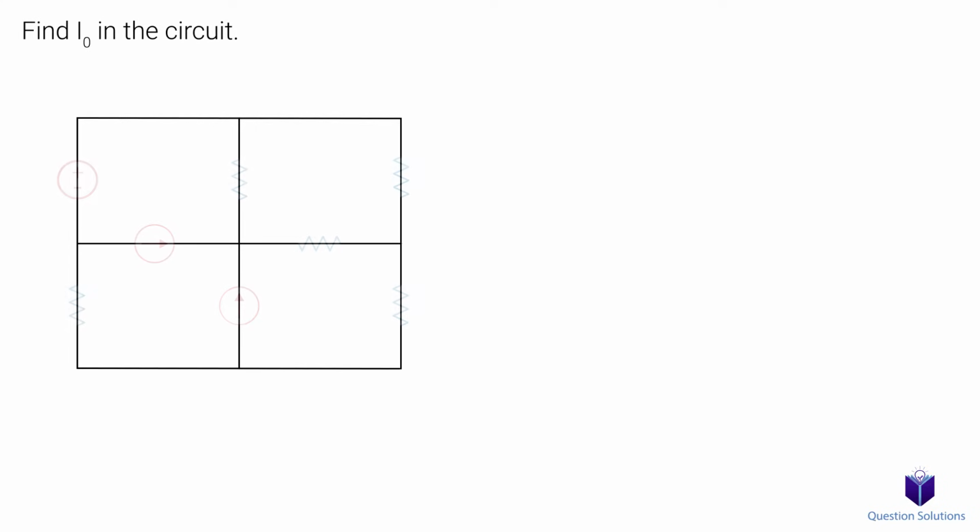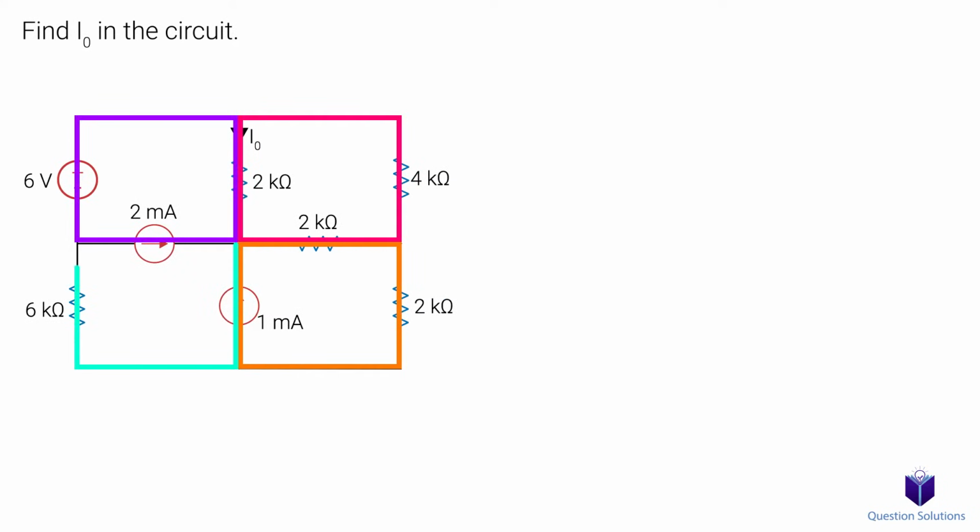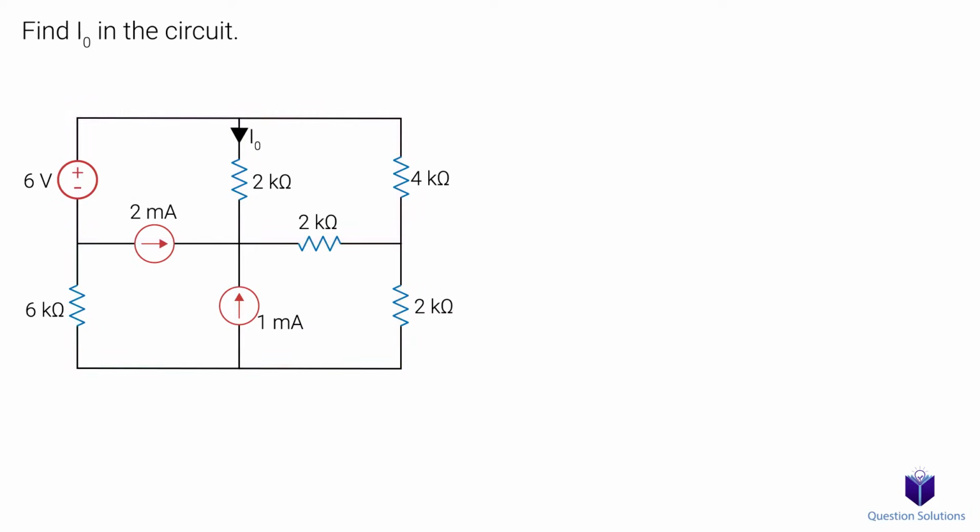Let's take a look at this problem where we need to find I0. We have 4 meshes in this circuit. That means we will need 4 equations to solve for all the unknowns. Now notice we have 2 current sources shared between 2 meshes.